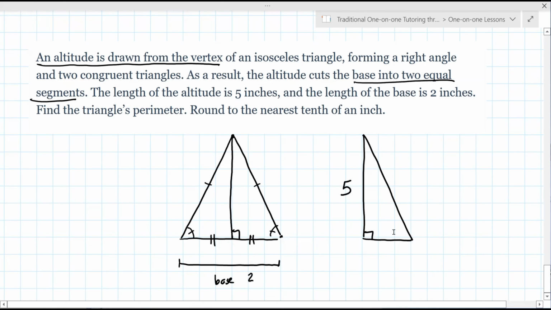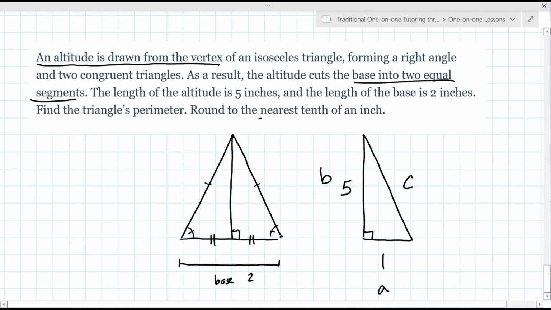So Jasmine, what would be the length of this part of the triangle down here at the bottom? 1. 1, yeah. No trick questions here. So we're given a right triangle. How do we find the hypotenuse of a right triangle? How do we find this length here? We did it today. The Pythagorean theorem. This is our A, this is our B, and this is our C.